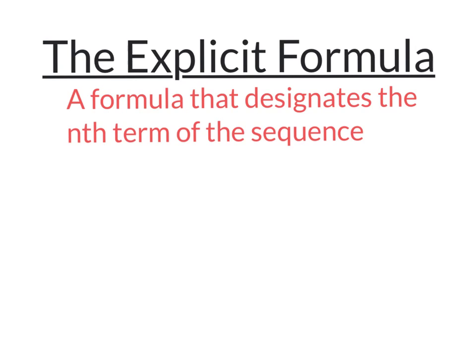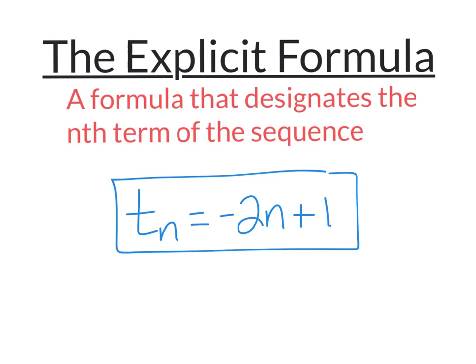Today we're going to get some practice generating terms of a sequence written in an explicit form. An explicit formula is really a formula that designates the nth term of a sequence. So if I give you a formula that represents a sequence, let's say t sub n equals negative 2n plus 1, this is our formula to represent some kind of sequence. It's an explicit formula, and the reason I know it's an explicit formula is that I have one equation involved.